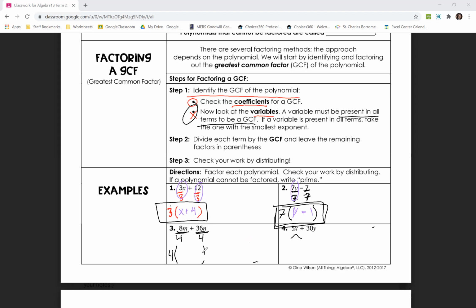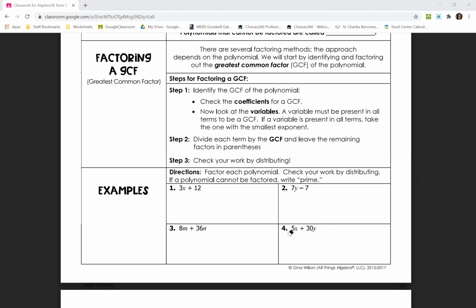And what am I going to be left with? Well, 8m divided by 4 leaves me 2m plus 36n divided by 4 leaves me 9n. So 4 times the quantity 2m plus 9n, that's going to be my answer. I'm going to leave number 4 for you guys to do.